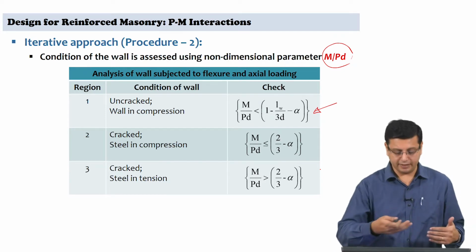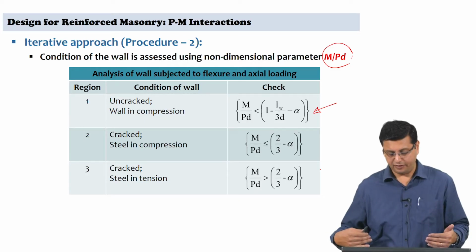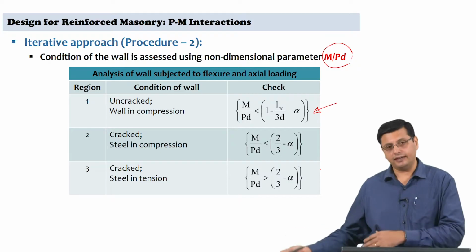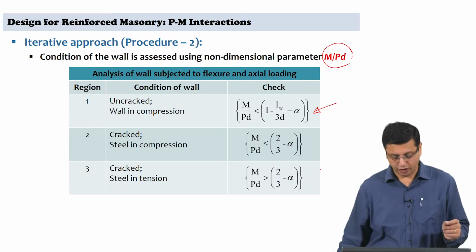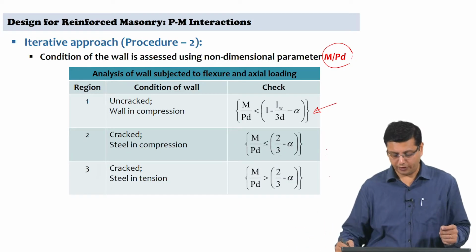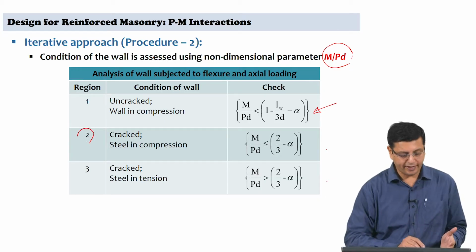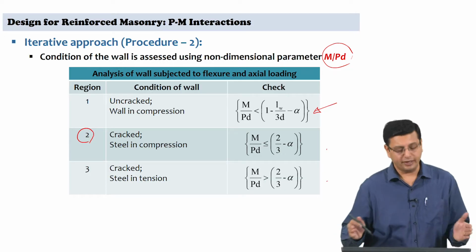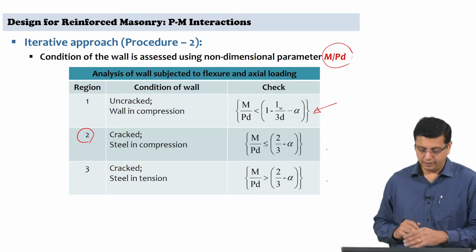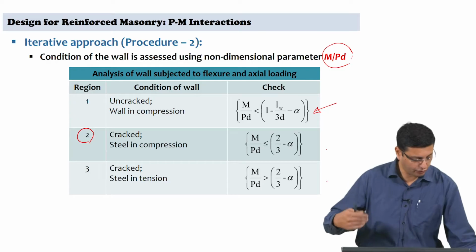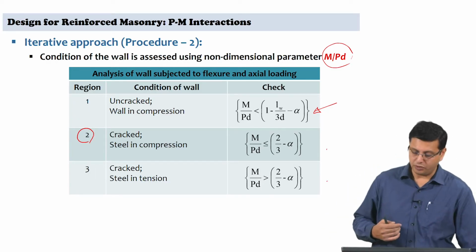The wall is cracked, but steel in compression. But if your M by PD value is greater than 2 by 3 minus alpha, then it is a condition where now the steel has actually gone into tension. So you know whether you are in region 2 or region 3. Region 2 again is compression control, and you can establish a closed form expression in that region. Region 3, if you fall into region 3, is where the iterative procedure is required.